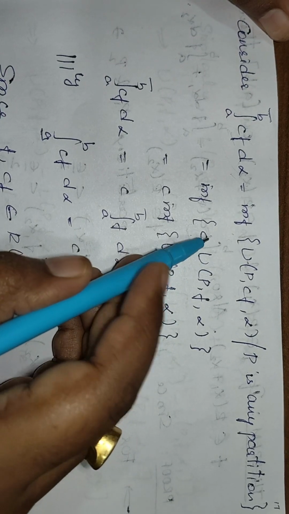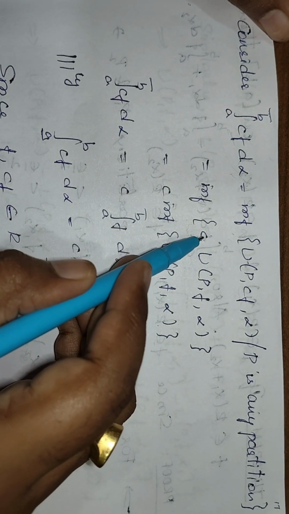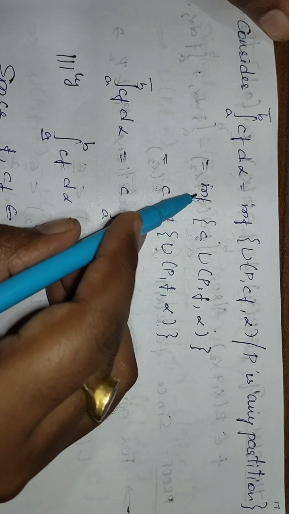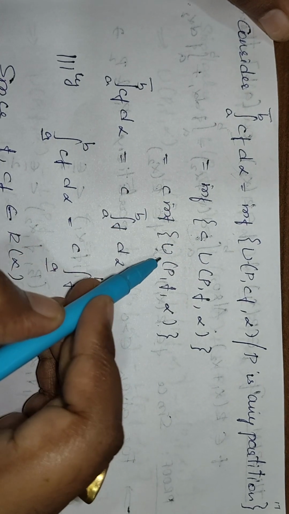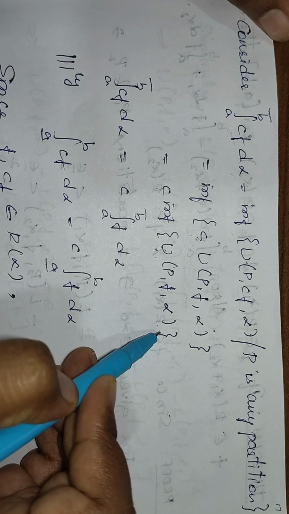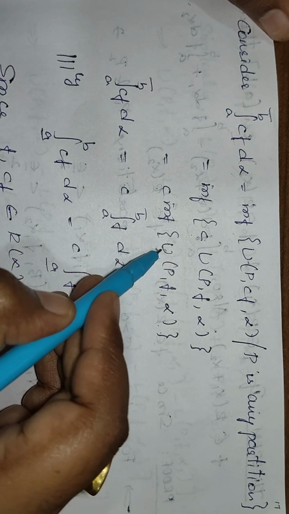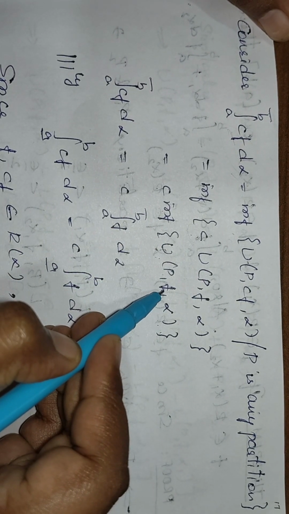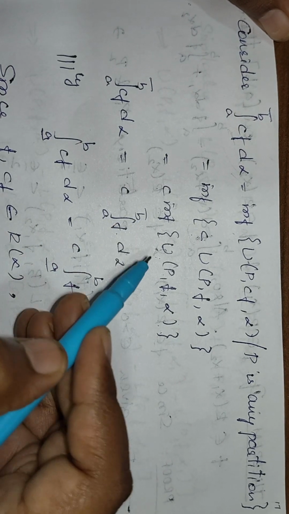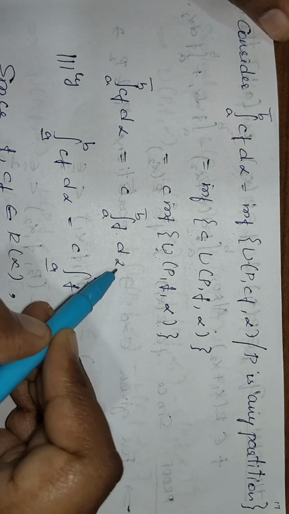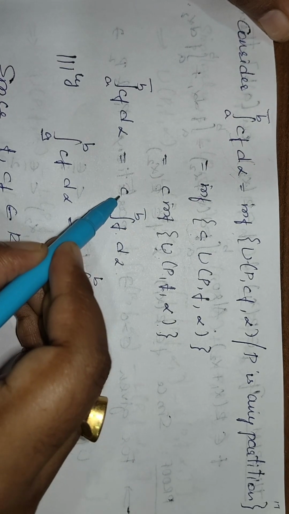Why? Because c is constant, I have taken that outside. And since c is positive, it doesn't affect this infimum. So I have c into infimum of U(P, f, alpha). What is this infimum of U(P, f, alpha)? It is nothing but the upper integral of f. Okay, so the integral from a to b upper bar of f d alpha with this c.